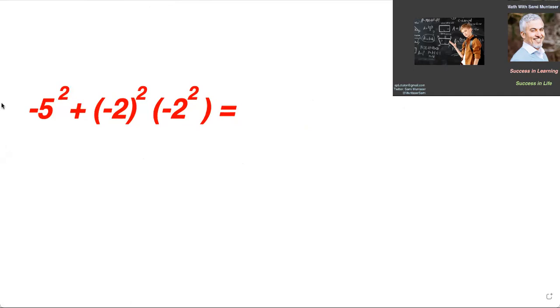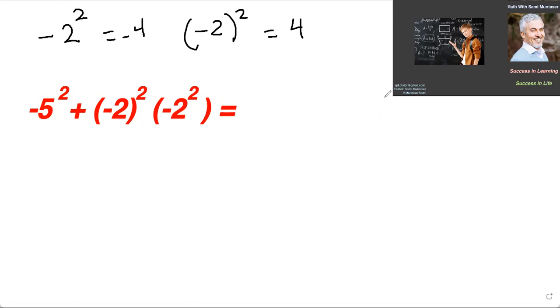Hey everyone, I'm gonna show you something that some students make a mistake on, and it's very common. The mistake is not differentiating between (-2)² and -2² like this. This will give you -4 and this will give you +4.